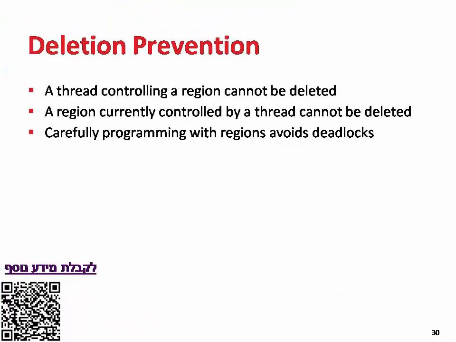Regions require careful programming to avoid deadlocks. A thread controlling a region should not suspend itself, or it might hold the region infinitely. When threads need to control more than one region, waiting must always be done in the same order, or else a deadlock may occur.